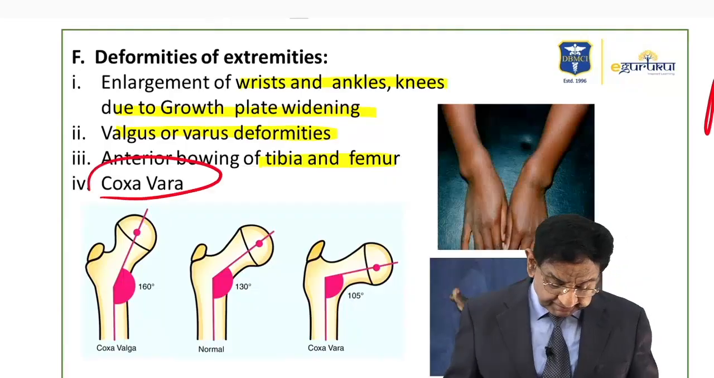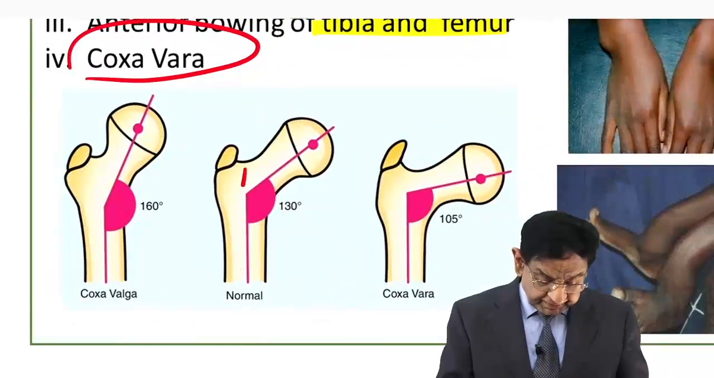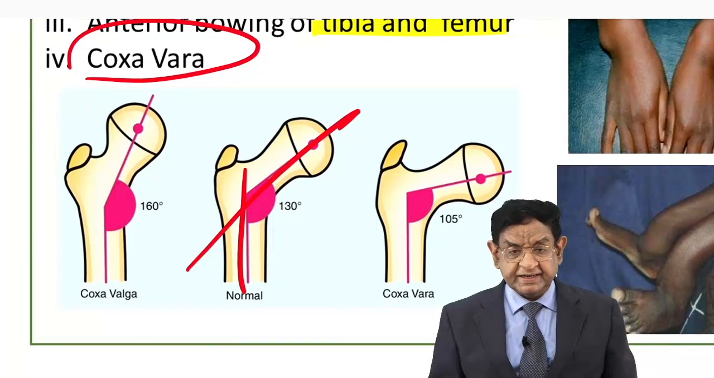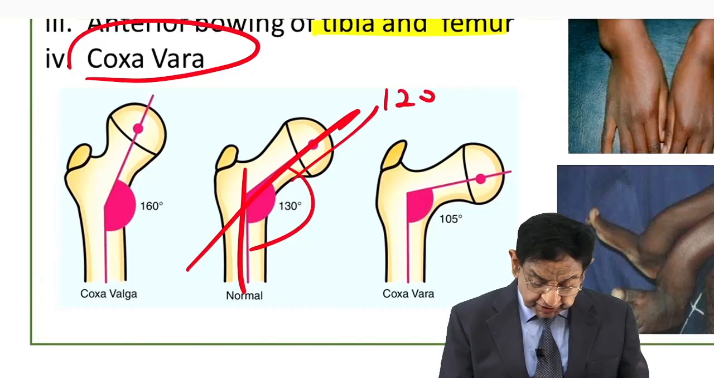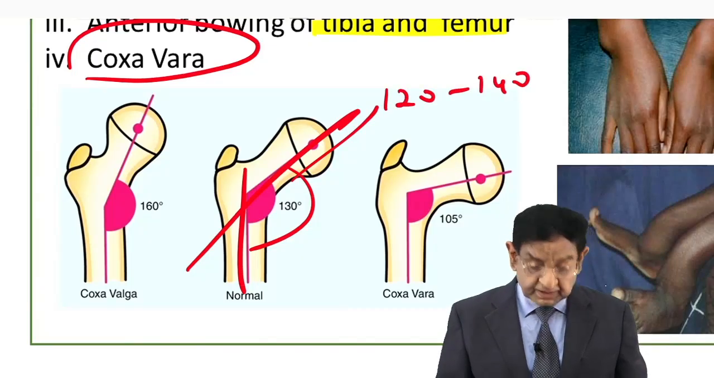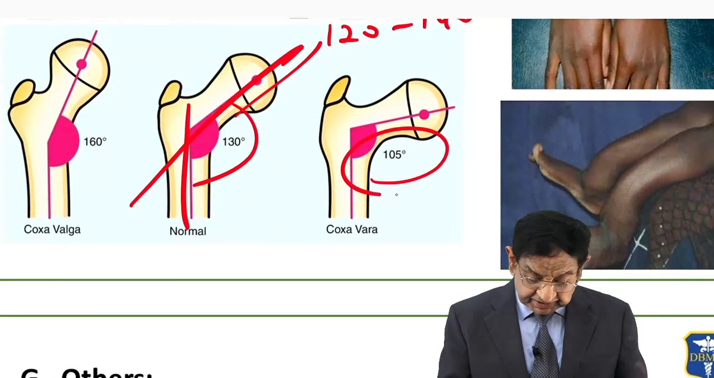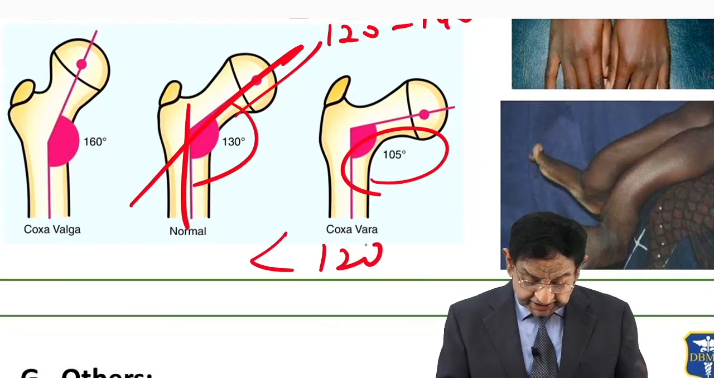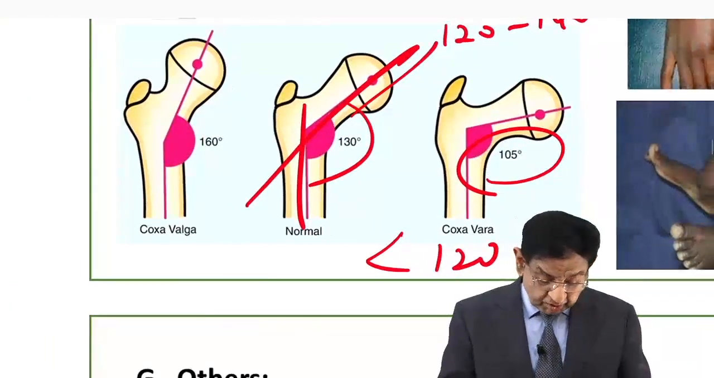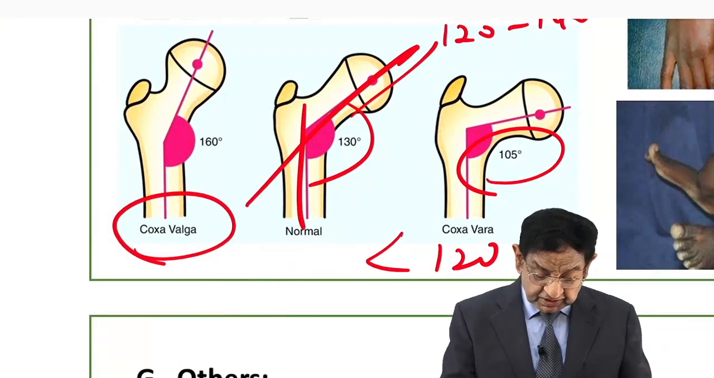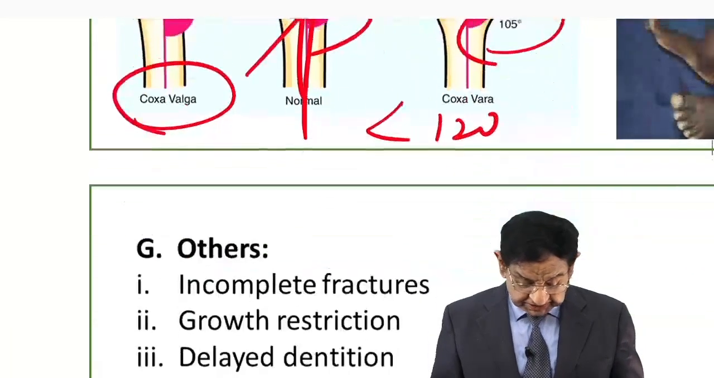Coxa vara, this you should know. So this is the normal femur and head. This angle is somewhere around 120 to 140. This angle can change. It may be less, like 105, less than 120, which we call coxa vara, or it may be more than normal, which we call coxa valga. So this angle may change. It can be coxa vara or coxa valga.